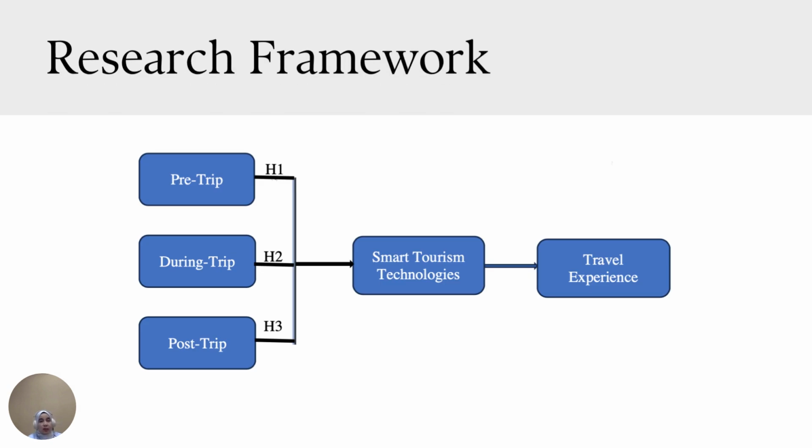Okay, the next one is the research framework. As for the independent variables, researchers are going to explore the smart tourism technologies that have been used by travelers, which is during the pre-trip, during the trip, or post-trip, and how these smart tourism technologies affect their travel experience.